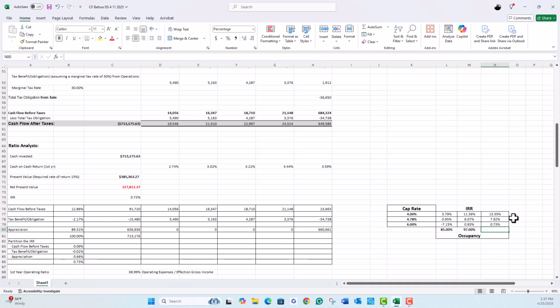The absolute maximum return on this property, if the market improves and the cap rate goes to 4% at the end of year 5, the internal rate of return is 13.35. The worst case scenario is, and which doesn't sound that bad, the cap rate goes to 6%. We bought it, remember, at 4.78, but the cap rate goes to 6 and we have 85% occupancy. You will lose 7.15%.